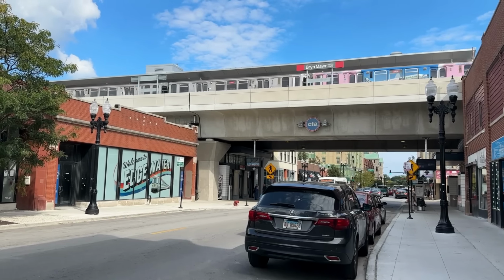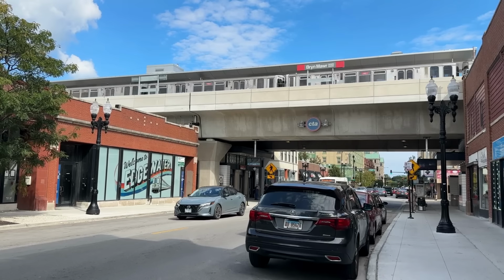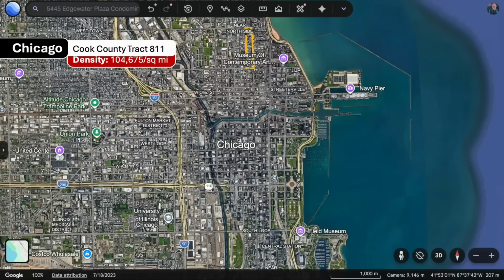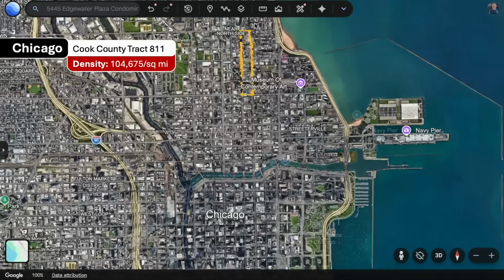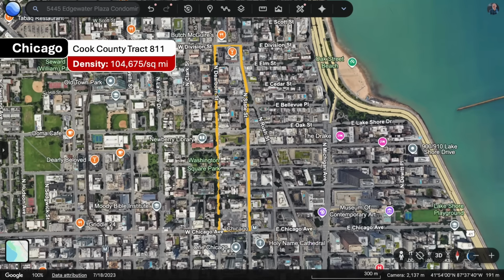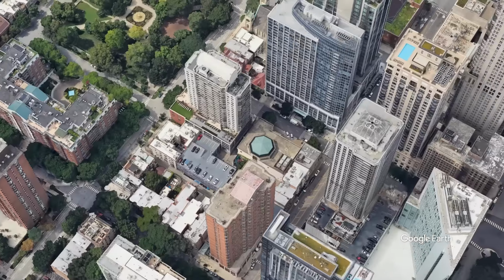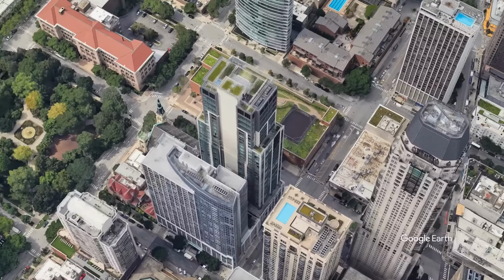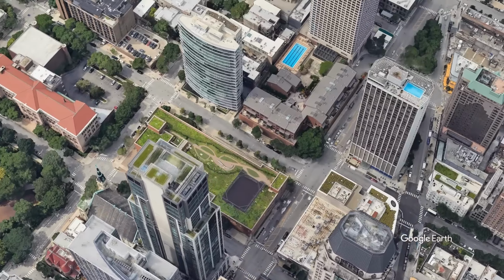Chicago has 22 other entries in the top 1,000, and I'll just give you the second for variety's sake. Tract 811 in the near north side, a long rectangle bounded by State, Chicago, Dearborn, and Division. Probably more like what I was envisioning as a maximally dense Chicago location. Just such a great city, and I can't wait to go back.